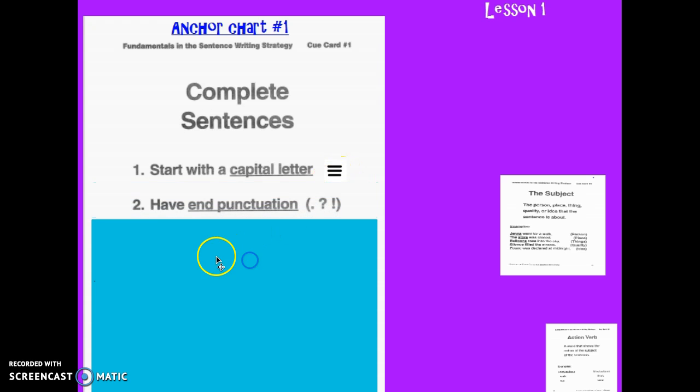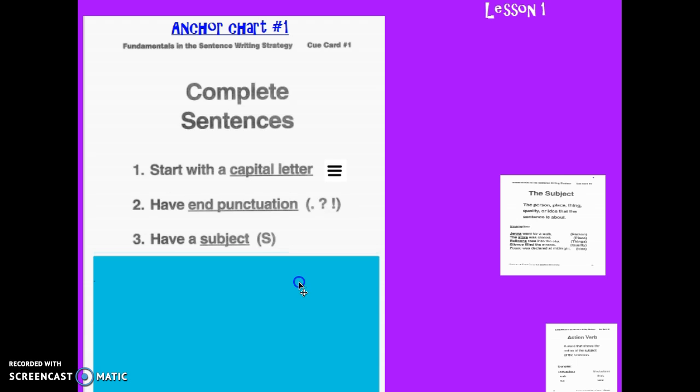The second requirement is that a sentence have end punctuation, such as a period, a question mark, or an exclamation point. And if a sentence is needing one of those, we're going to put one of those in and then circle it. The third requirement of a complete sentence is that it have a subject.